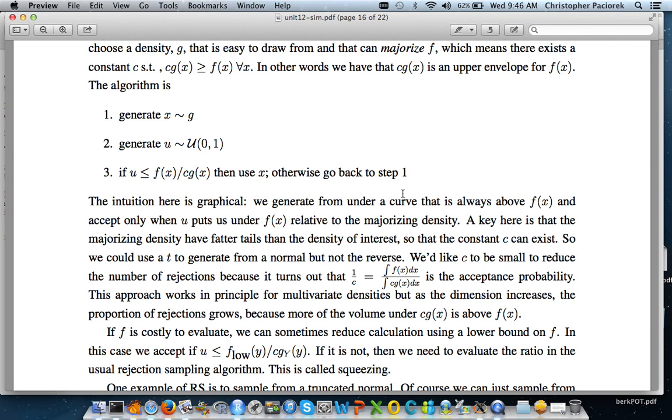Okay, so what do I need to be able to do? I need to make sure that I can find some c that if I multiply it by g, it's going to be bigger than f everywhere. Because if this goes below, then I'm going to have problems because I need to be generating in this particular way.